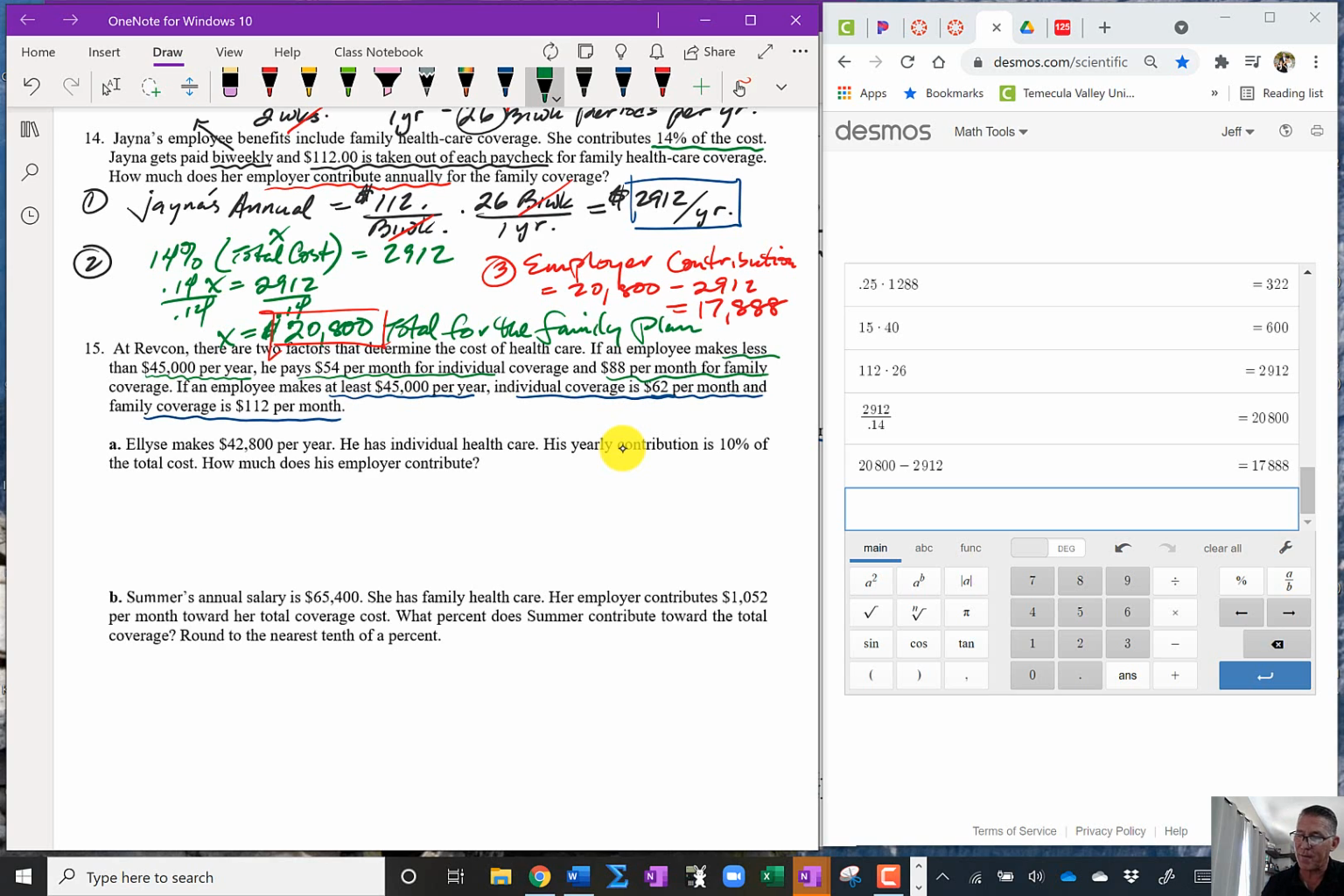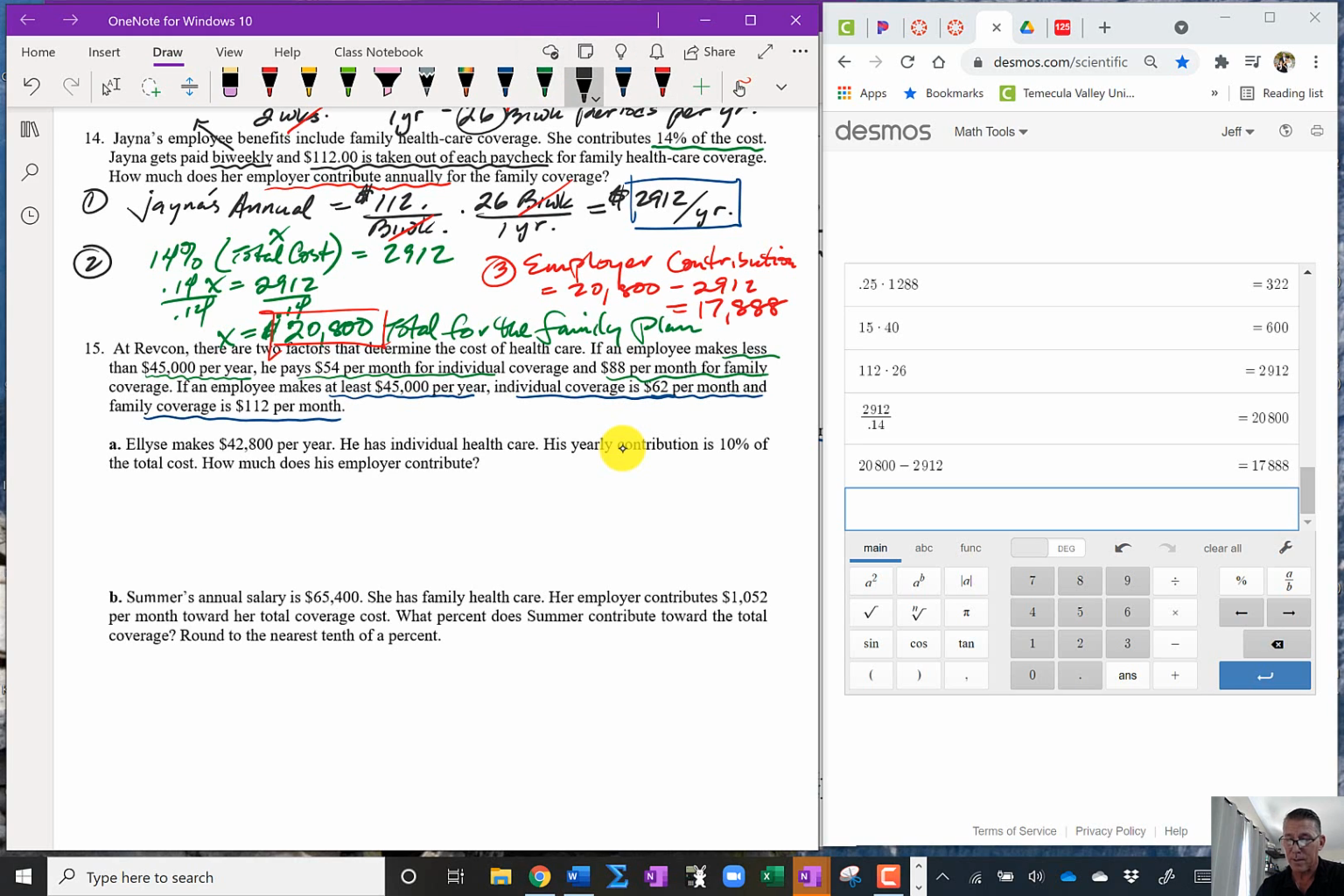Okay, so in part A, Lease makes $42,800 per year. That's less than $45,000. So you're in the first part, the first plan here, option 1.